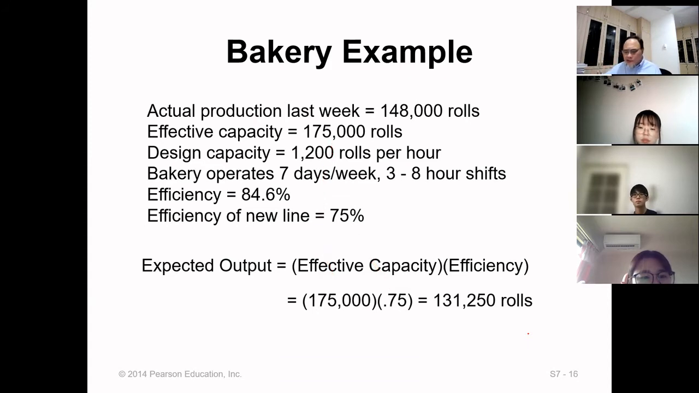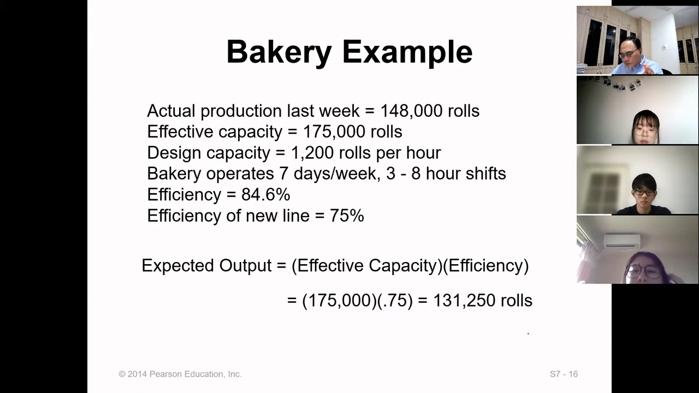So the next example, the question is this. The manager of this company wants to increase production of their deluxe roll. So she's going to add a new line. The problem says that the second line has the same design capacity. So she has two lines now, one production line and a second production line.